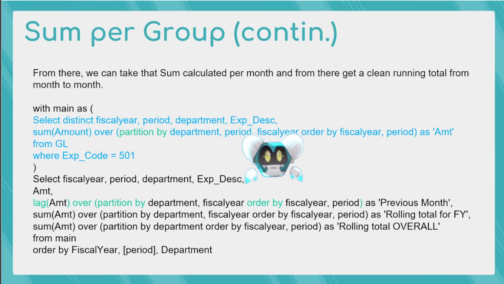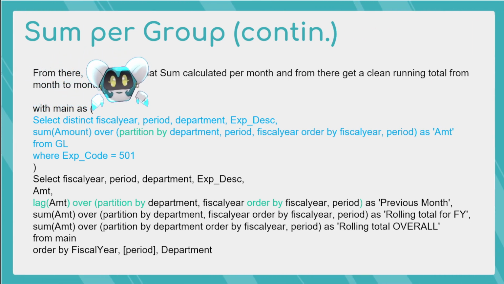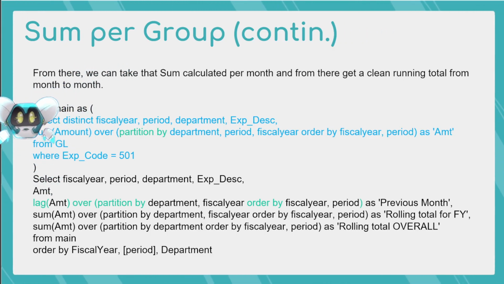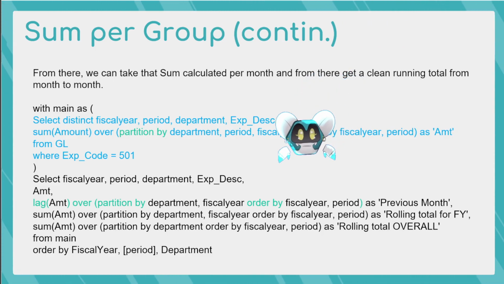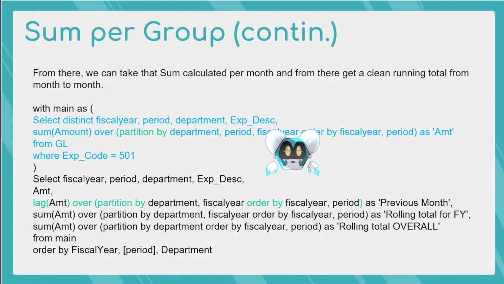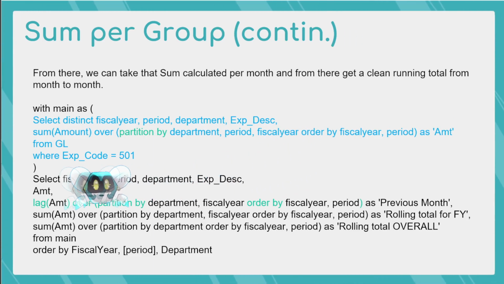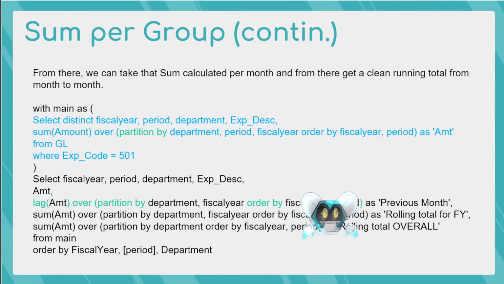To do this, just type in with, give it a name. In this case, I call it main, as, and then surrounded by parentheses, put in that entire query that we had before. Which means down below in our grand select, when we reference the above table, the above query, we do this by just saying from and then the same name. In this case, we say from main.